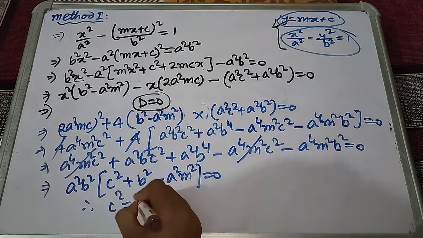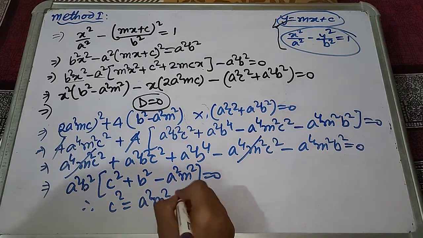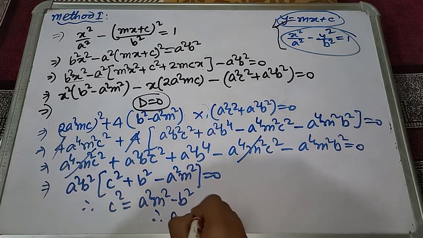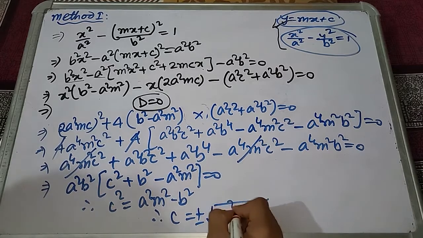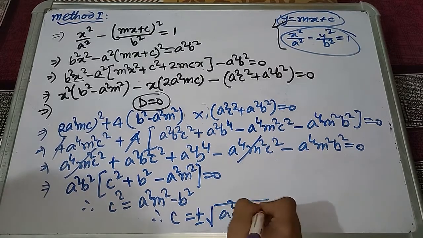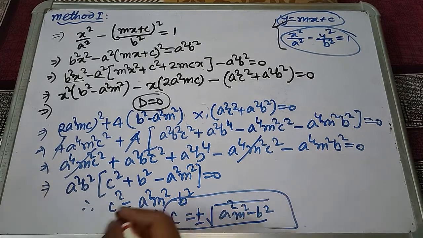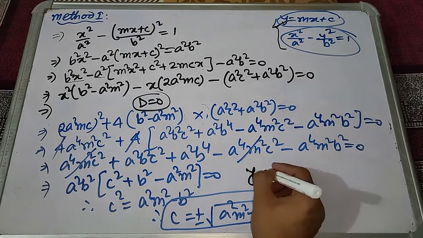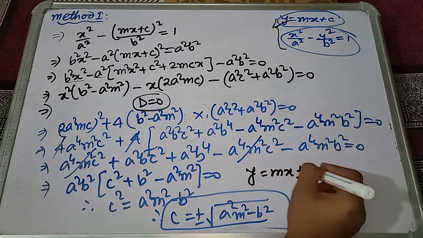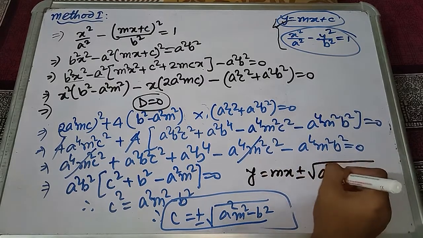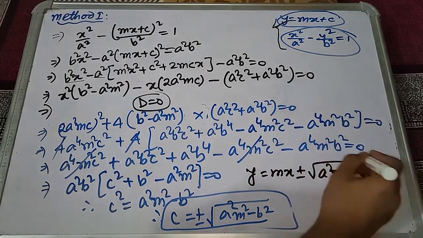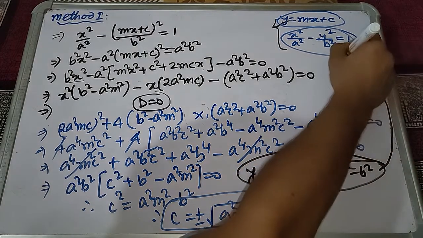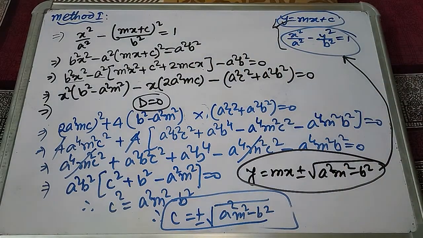Therefore c square equals a square m square minus b square. Therefore c equals plus minus under root a square m square minus b square. This is your very important condition, and this tells us that y equals mx plus minus under root a square m square minus b square is a natural tangent to this hyperbola x square by a square minus y square by b square equals 1.